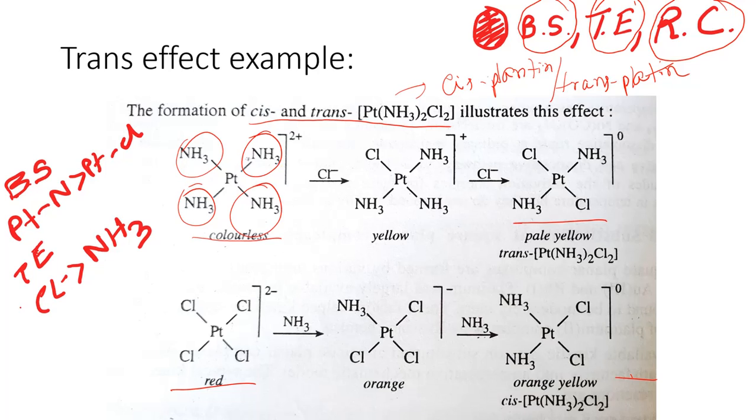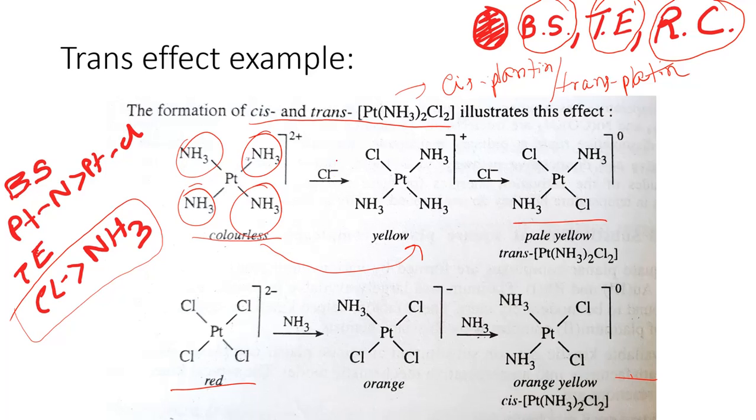Now the trans effect order is Cl- greater than NH3. But in the first step we cannot show the trans effect. Why? Because in this case all NH3s are the same, or these have a symmetric structure, so therefore we cannot show the trans effect here. So how the reaction is occurring, or which factor is favoring the reaction, you have to mention that. If you are not mentioning the factor which is favoring the step, from this to this, then definitely you will lose marks if you are asked this type of question.